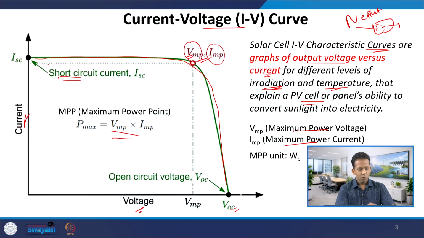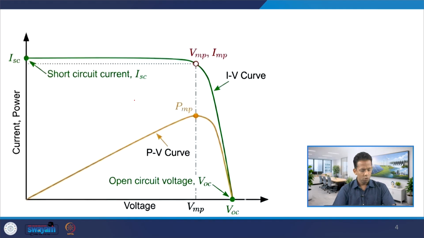Based on this IV curve, if we have to draw a PV curve, we just multiply each value of voltage with the corresponding value of current and get a PV curve. The PV curve looks something like this. The IV curve is the same as before, and the PV curve starts from 0, where the voltage is 0 but there is maximum current, the short circuit, and goes to the point where the voltage is maximum, the open circuit.